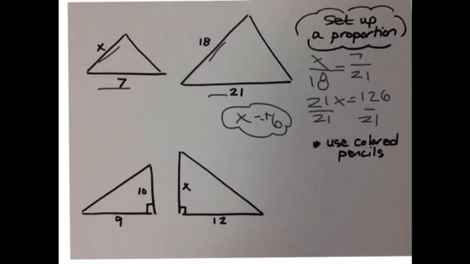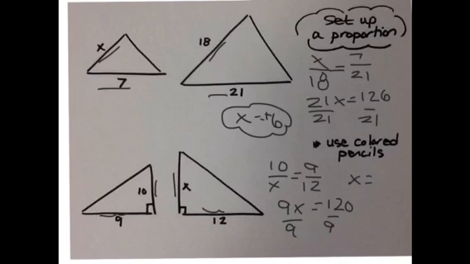And then at the bottom, sometimes I use colored pencils to match up the sides. These two sides match up. So 10 over x equals, and the 9 and the 12 match up, 9 over 12. And again, cross multiply, 9x equals 120. And if we divide by 9, this comes out to 13 and 1/3. And of course, we will circle our answer.